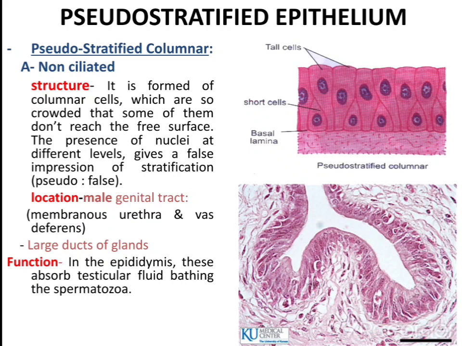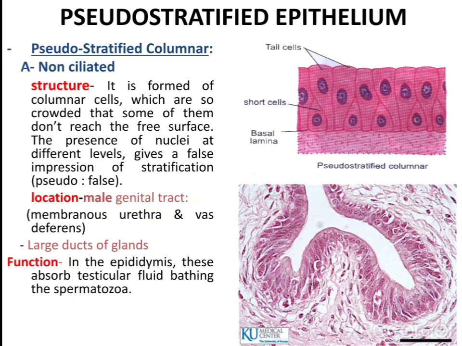So we have classified it as a separate epithelium, that is the pseudostratified. Non-ciliated pseudostratified epithelium is found in the male genital tract, like the membranous urethra and vas deferens. Also in the large ducts of the glands. Over here the function, in the epididymis, is that these absorb the testicular fluid which is bathing the spermatozoa.